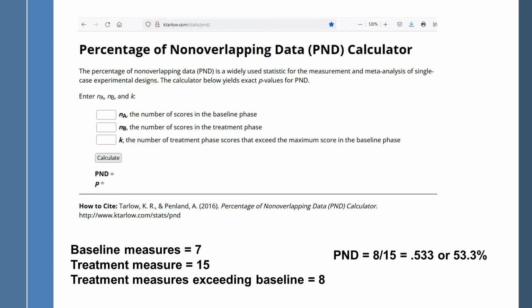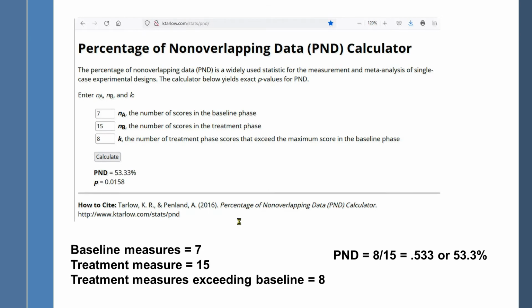So what you do is you plug in the numbers, and down here I've got the values for the number of baseline measures, the number of treatment phase measures, and the number of treatment phase measures that exceeded the best baseline score. And my calculation was 53.3%, so let's see if we get the same thing. These are screenshots, by the way. This is not live action. I used the calculator, took screenshots, and put them into PowerPoint.